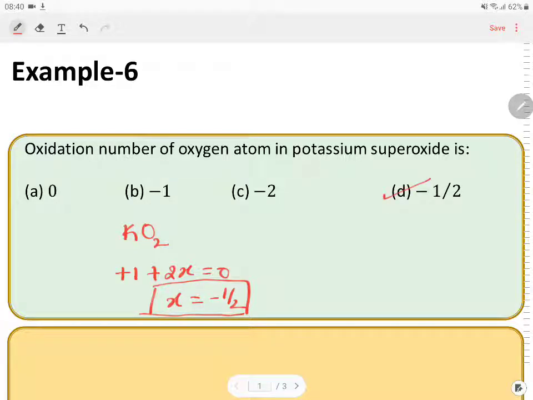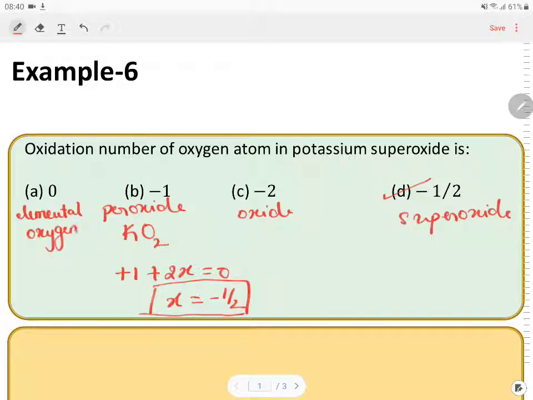And if it is minus 2, it must be an oxide. Minus half means superoxide. Minus 1 is peroxide. And 0 means it is elemental oxygen, O2. So this is how you can solve questions like this. If the formula is not given, you must be familiar with this concept. Thank you.